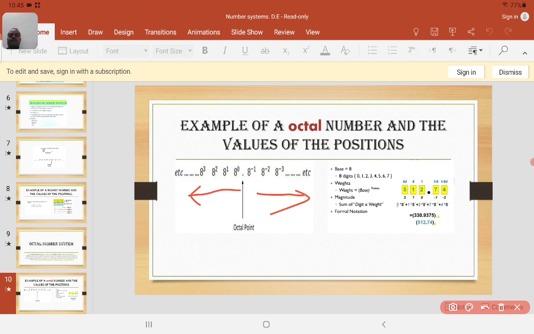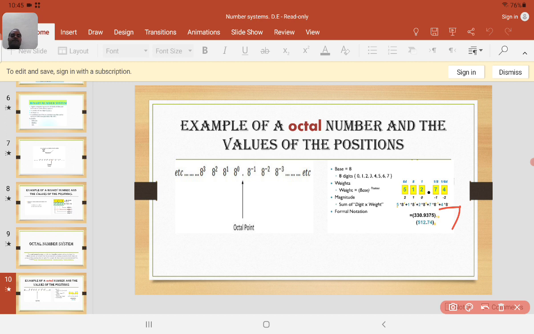The power values are 8 power 0, 8 power 1, 8 power 2, 8 power 3, because it is an octal number. So the weights are powers of 8. We can also take an example like 512.74. When we consider the octal point, to the left side we have the powers 0, 1, 2, and to the right side we have -1, -2, like that.